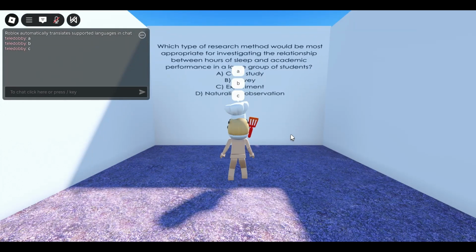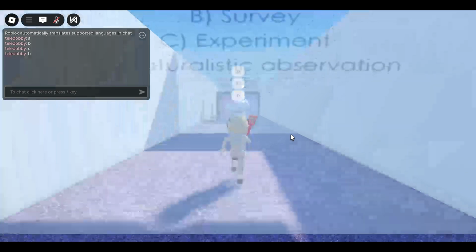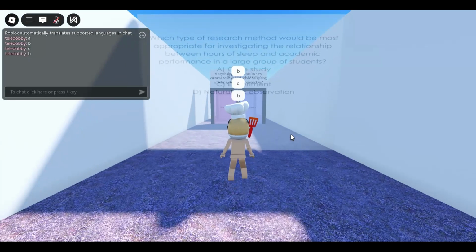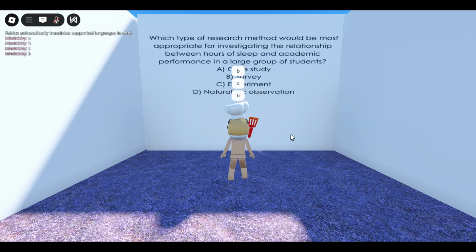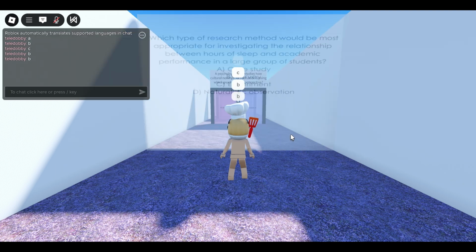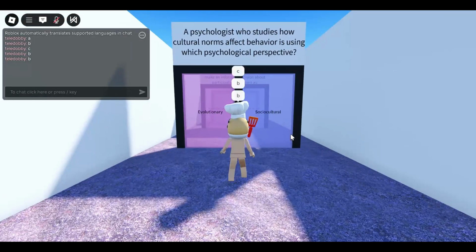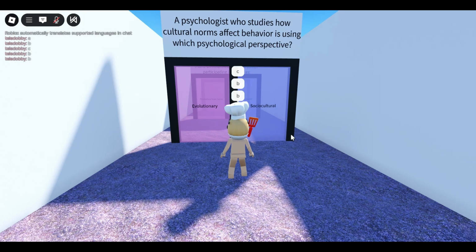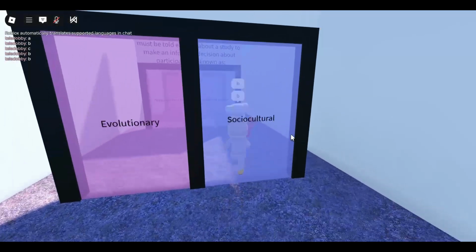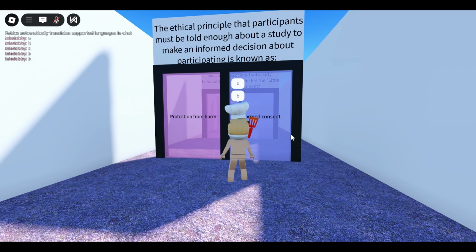In this case, since the subjects of this research are students, the most ethical approach would be a survey, as natural observation or an experiment would be too invasive. And then for this one, this is basically the same question, and they also shouldn't use a case study, as that is usually for unusual cases. In this question, I see the word cultural, so I can automatically choose sociocultural, a little self-explanatory. And the principle that participants must be told enough to make an informed decision is called informed consent.